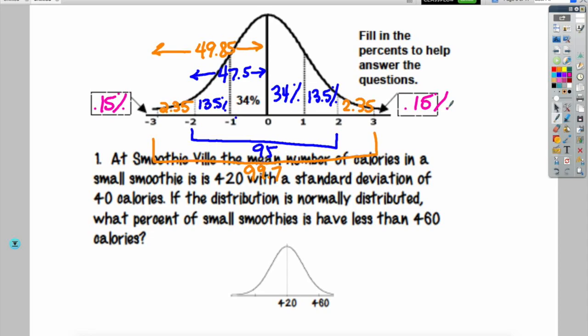Would it help to memorize these values? I would say maybe not these small individual values, but definitely the 68, the 95, and the 99.7%, because then you can always recreate this if you need to. Okay?